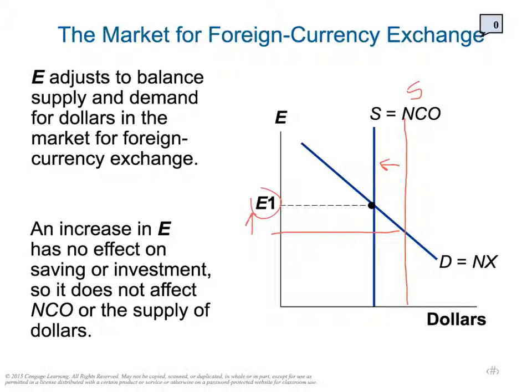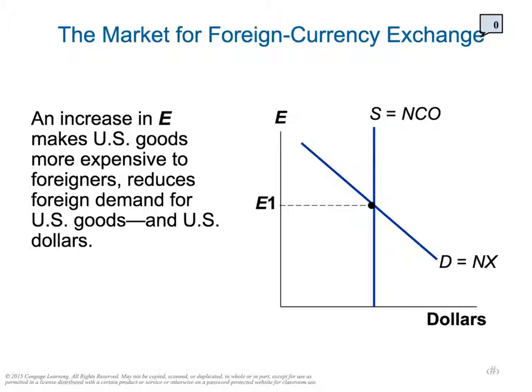So remember that net exports and net capital outflow, again, investment is kind of equal to our net exports, and supply is equal to our net capital outflow. So an increase in the exchange rate, again, makes U.S. goods more expensive to foreigners, reducing the demand for U.S. goods and for U.S. dollars.